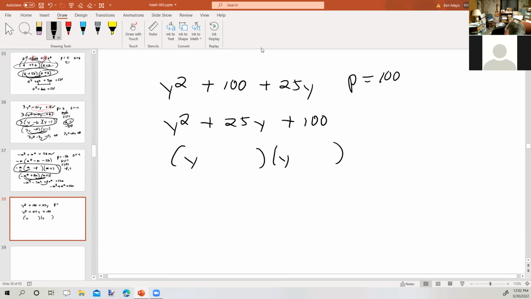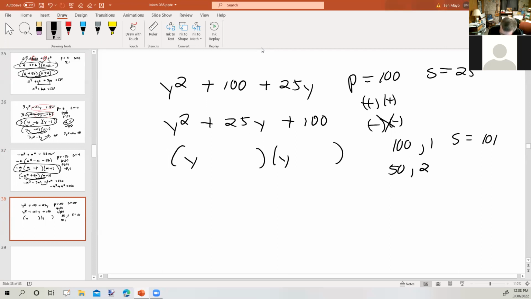The product is 100. The sum is 25. Well, the product is positive, so it's got to be a positive times a positive or a negative times a negative. But the sum is positive. We can't add two negatives together and get a positive number, so they've got to both be positive. So how about 100 and 1? Well, that has a product of 100, but the sum would be 101. That's not 25, is it? Well, let's take the 100 and cut it in half and consequently take the 1 and double it. We still have a product that's 100, but now the sum is 52.